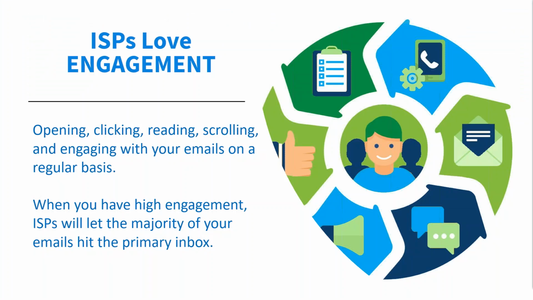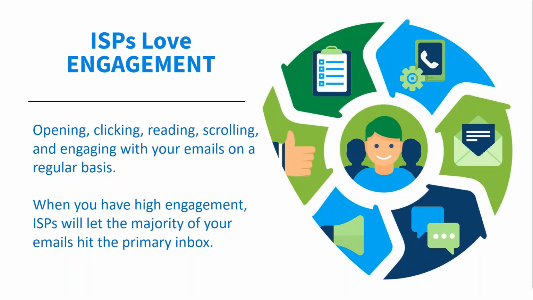So why exactly do these unengaged subscribers bring down these metrics? And why might you see lower inboxing rates? Well, that's because getting an ISP to love you is not an easy task. The #1 thing ISPs love to see is high levels of engagement. That means lots of people opening, clicking, reading, scrolling, and engaging with your emails on a regular basis. When you have high engagement, ISPs will let the majority of your emails hit the primary inbox. That's because your email recipients want them and the demand is really high.